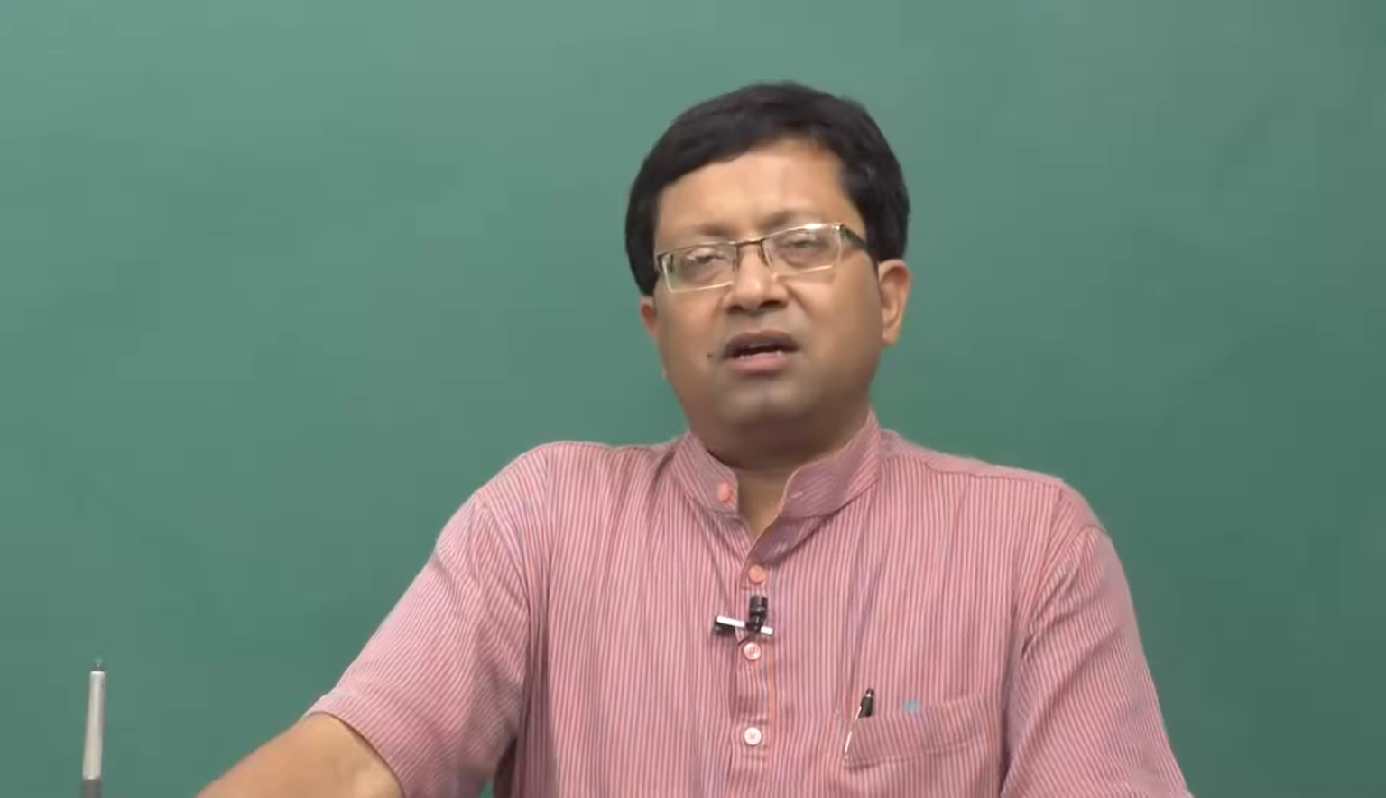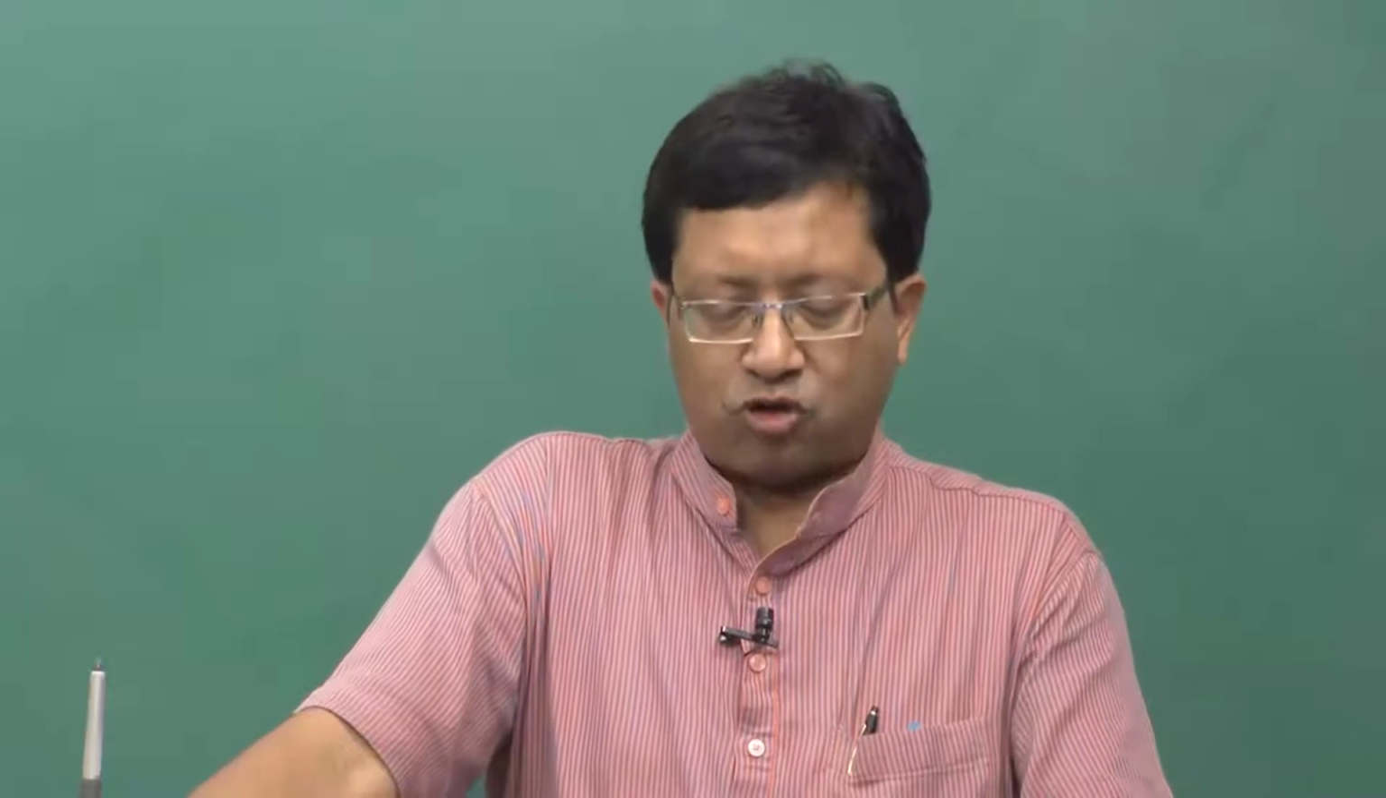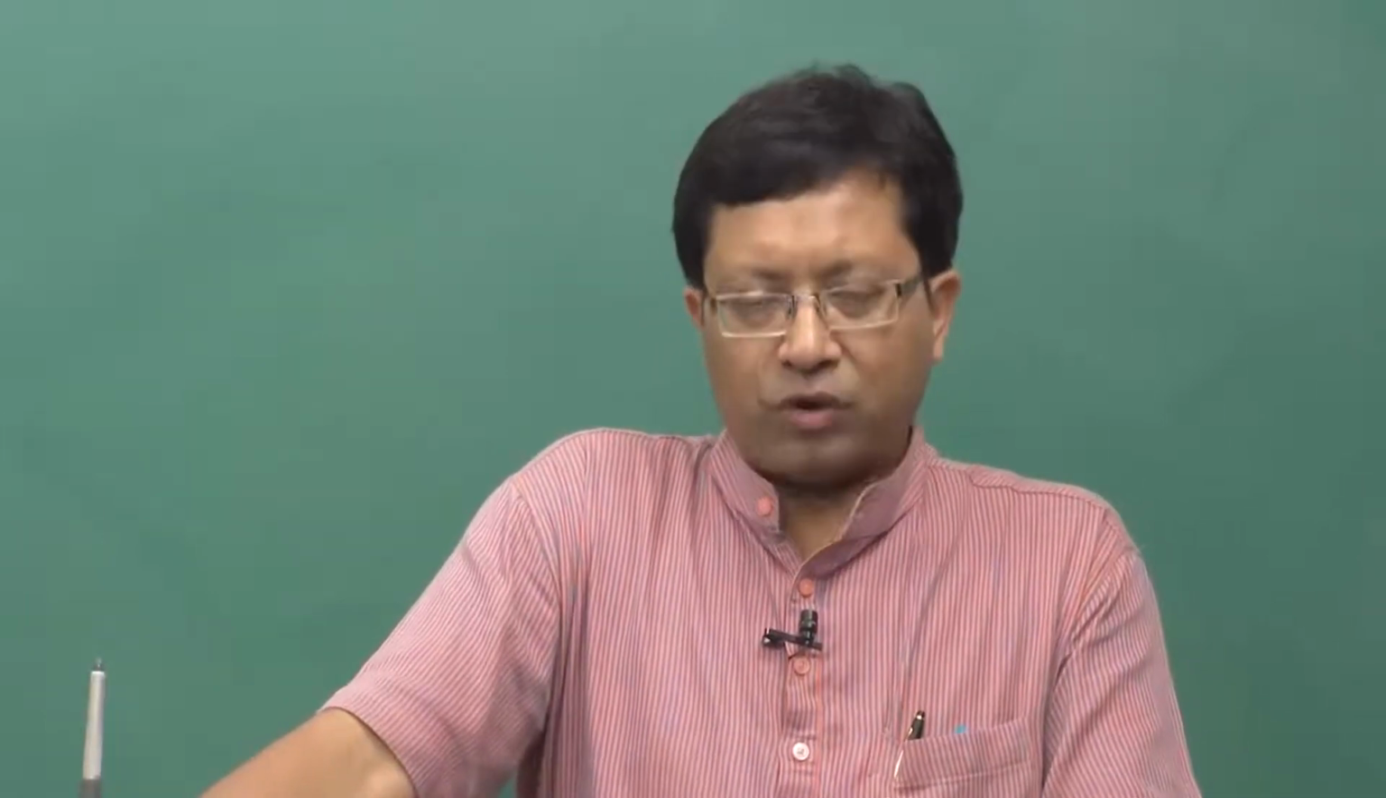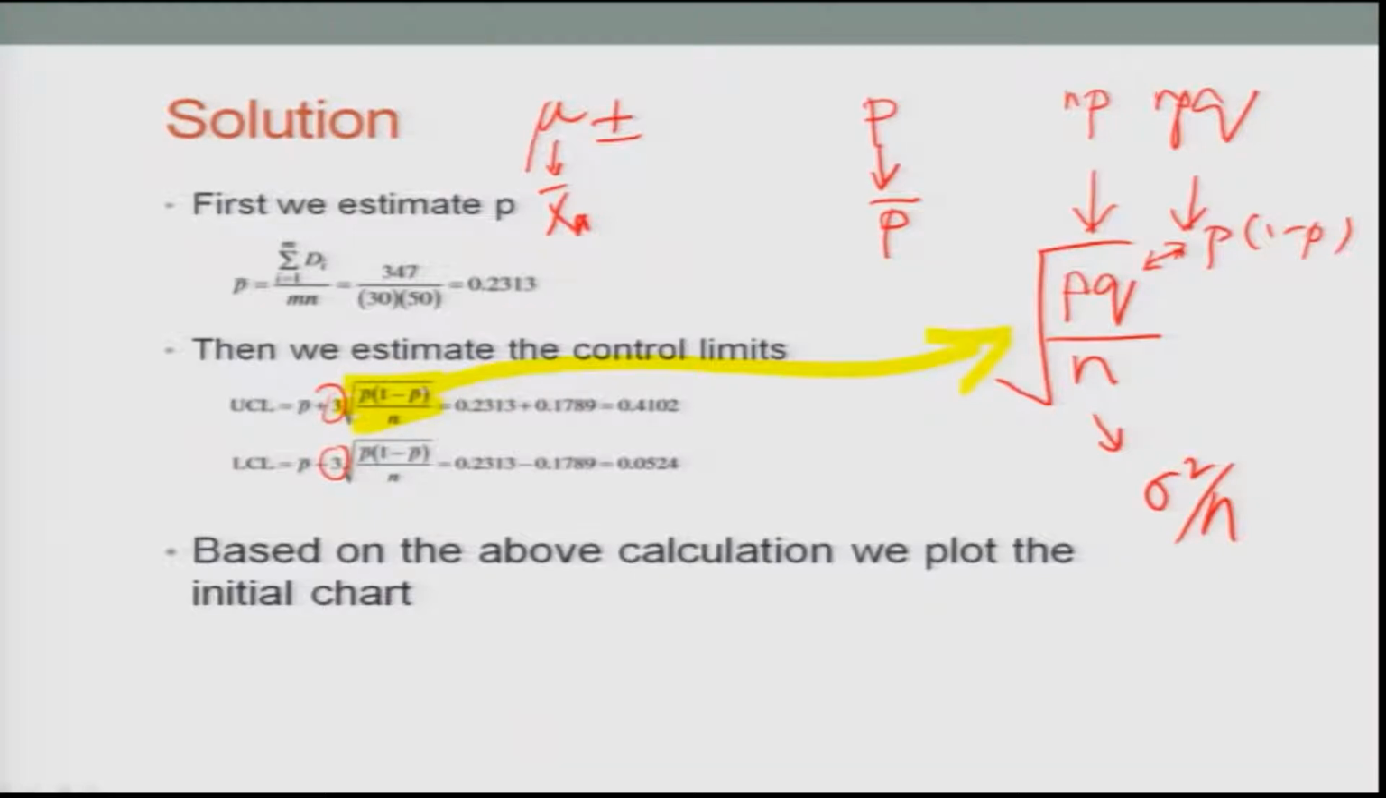Second is the standard error square of the sample, which comes out to be P into 1 minus P by n. If you want to find the standard error, it will be the square root of that. Hence, in one case it will be 3 multiplied by the square root of P into Q divided by n, and in the other case it will be minus 3 times the square root of P into Q divided by n. Based on the above calculations, the upper control limit comes out to be 0.4102 and the lower control limit comes out to be 0.0524.